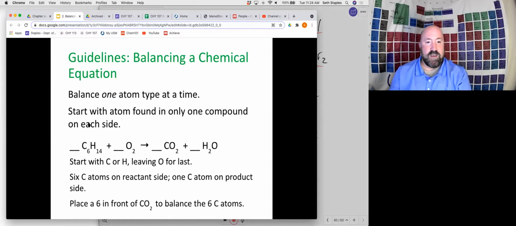And so some other, just sort of some practice. For instance, this one here, we're going to balance 1 atom type at a time.